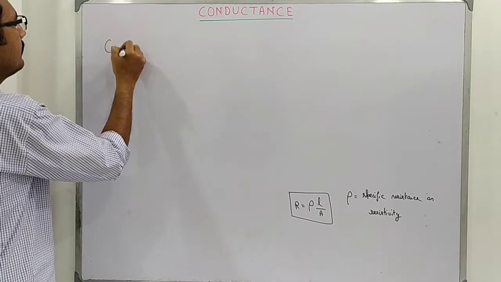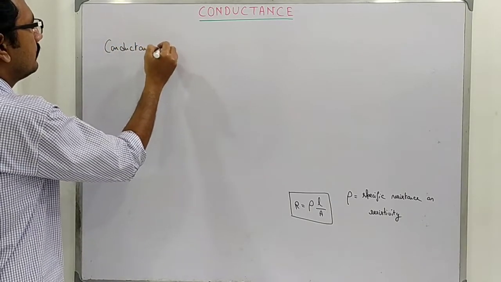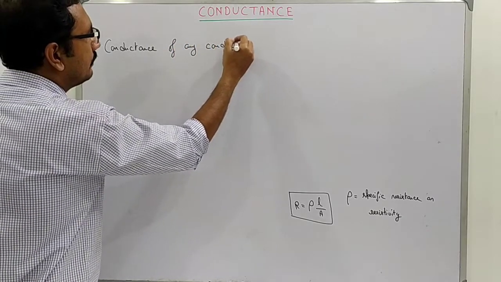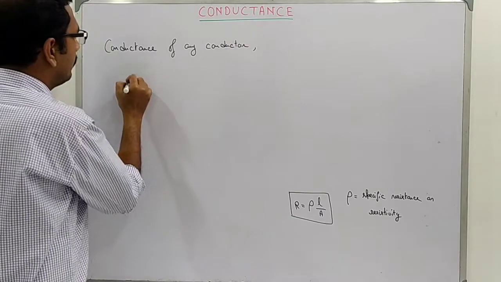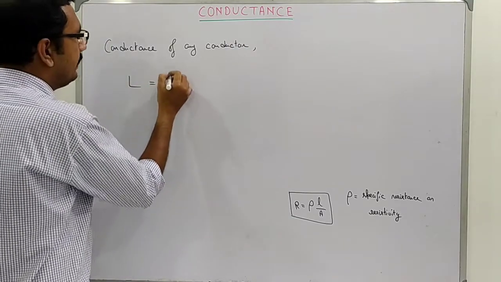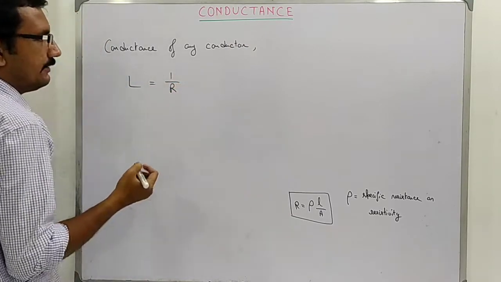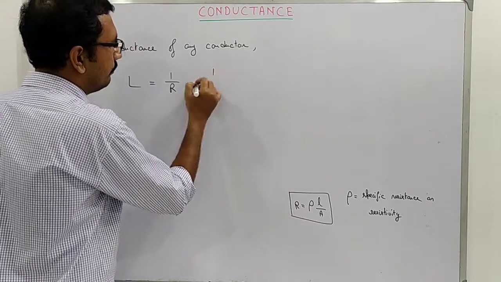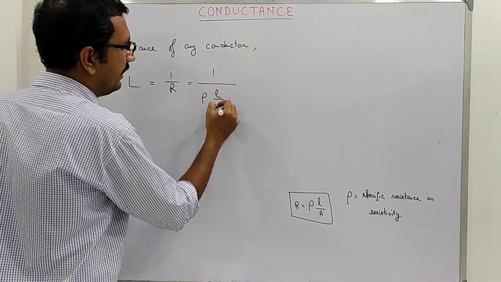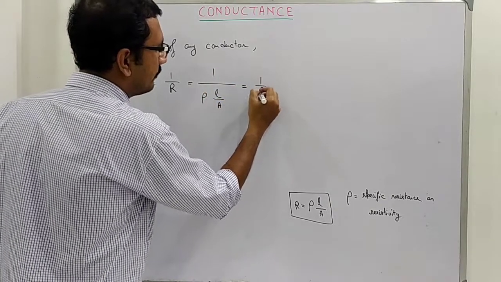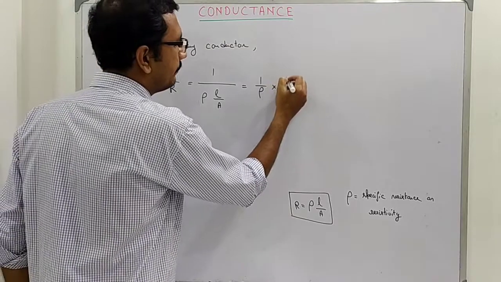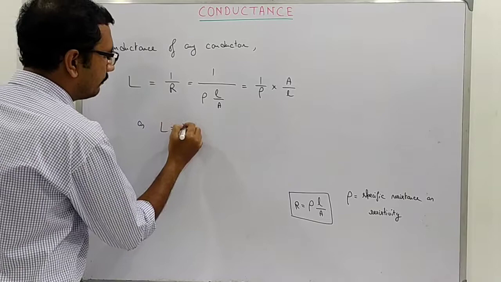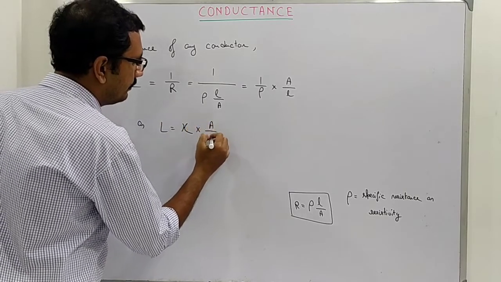Now, conductance of any conductor L is given by the reciprocal of the resistance of that conductor. Now, we put this expression here. So, we will get 1 by rho L by A equals 1 by rho into A by L, or L equals kappa into A by L.